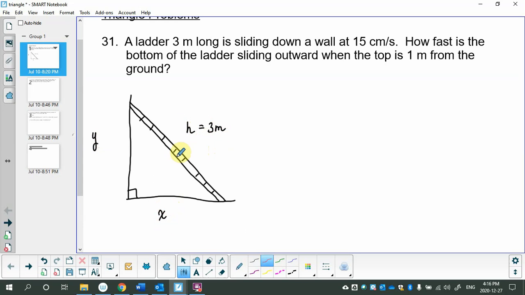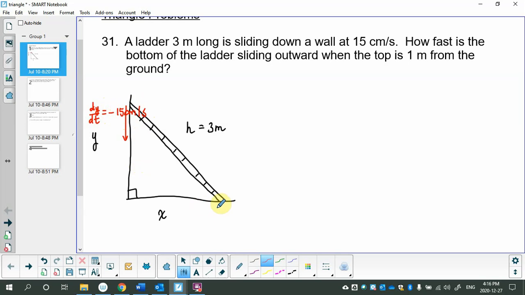That means that dy by dt is equal to not 15 centimeters per second, but negative 15 centimeters per second. And the reason for that is because this distance is getting less and less and less. So you have to put a direction in there.